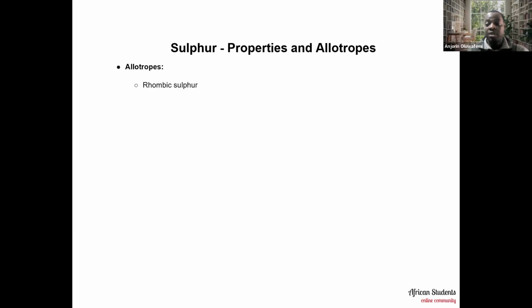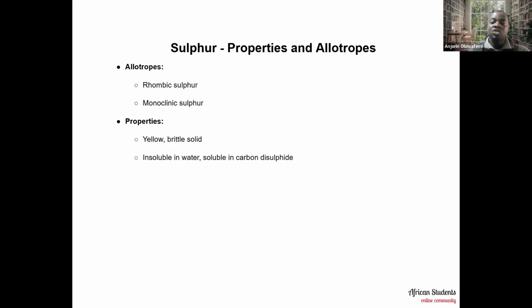Okay, so we move on now and we talk about sulfur, its properties, and then its allotropes. Sulfur is also another non-metal, and the allotropes of sulfur include rhombic sulfur and monoclinic sulfur. These are some of the allotropes of sulfur. And the properties of sulfur include that they are yellow, brittle solids. They are yellow, they are brittle, and they exist in the solid state. Another thing is that they are insoluble in water. They are soluble in carbon disulfide, but they are not soluble in water. So there's no amount of water that you can put to dissolve them.